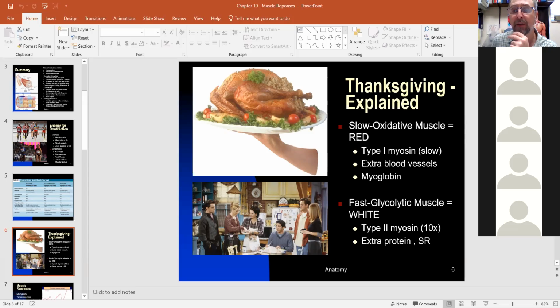And that's because we're using big masses of slow oxidative muscles in our legs, and those muscles aren't going to fatigue. Whereas these white fibers, these fast glycolytic muscles, these will fatigue.